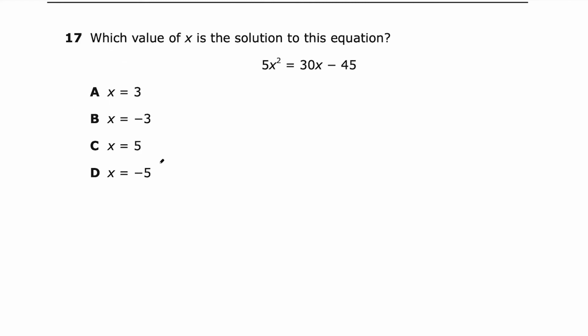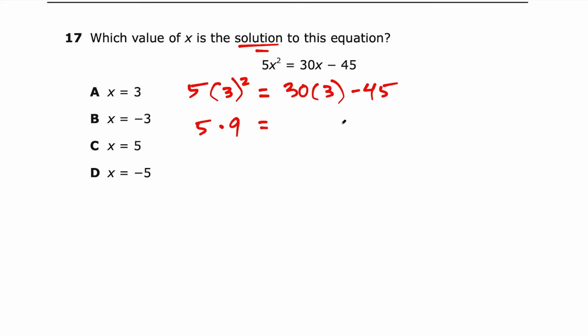Now, question 17, one of the nice things about multiple choice is you could just plug in answers. We want to know which value of x is the solution to this equation. Now, this would be a solution to the equation if we plug in that x value and it keeps the equal sign true. So I'm going to plug in x equals 3. We have 5 times, instead of x to the 2nd, we have 3 to the 2nd. And now we're going to say this is equal to 30 times 3, and then minus 45. So now this one here, we have 5 times 3 to the second is 9. So I have 5 times 9 equals 30 times 3 is 90 minus 45. And if you work this out, 5 times 9 is 45. And 90 minus 45 is also 45. So x equals 3 is definitely our answer here.